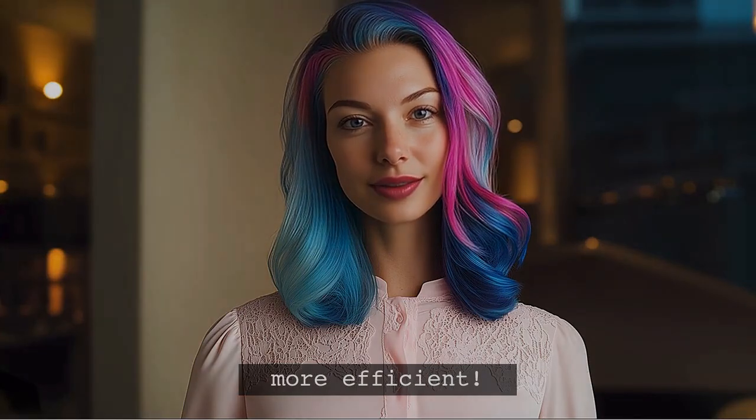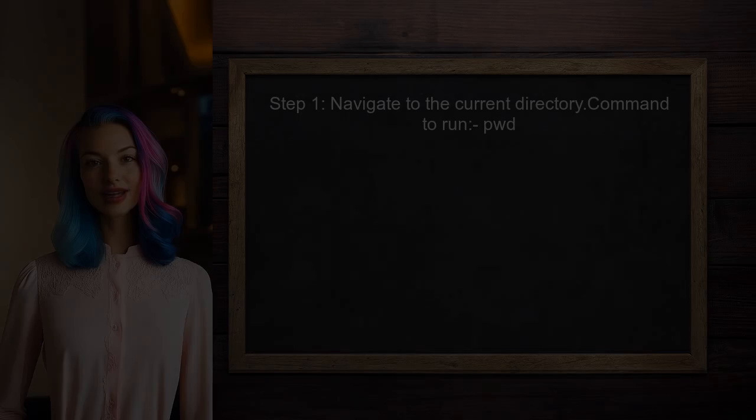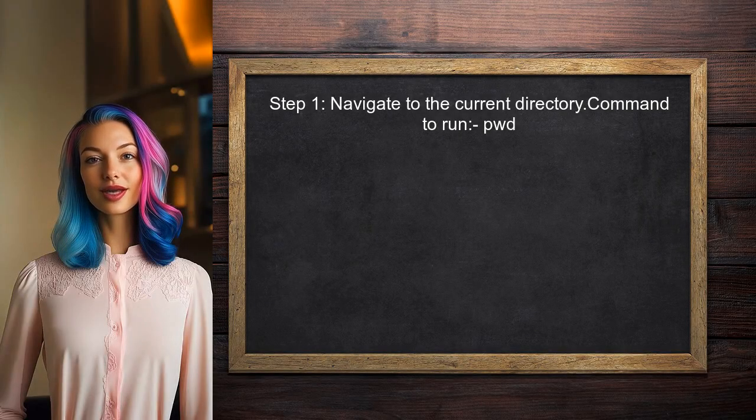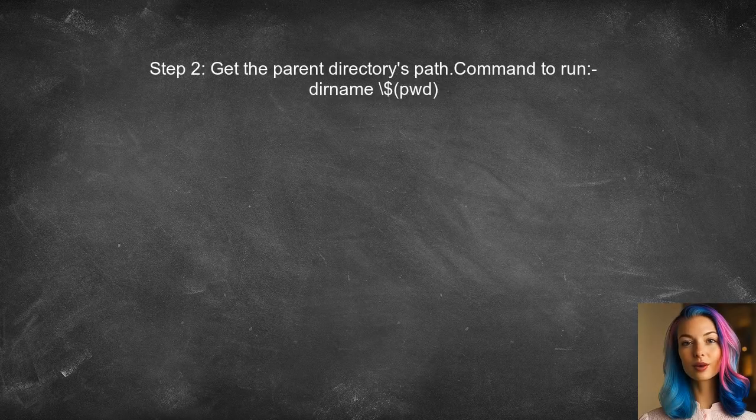To begin, the user needs to navigate to the current directory where they want to find the parent directory's base name. This can be done using the pwd command to confirm their location. Next, the user should use the dirname command to get the parent directory's path. This command will help in moving up one level in the directory structure.